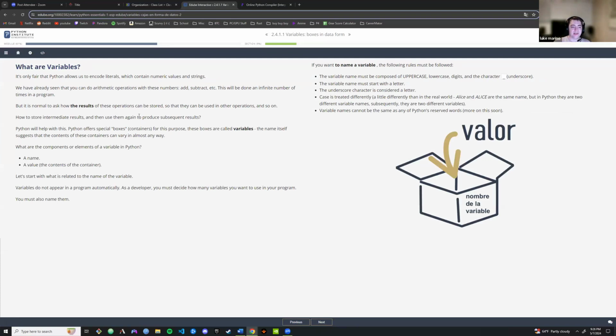But it's normal to ask how the results of these operations can be stored so that they can be used in other operations and so on. How do you store results and then use them again? We already saw this. We use a variable. It's a box. You can basically refer to it as a box that contains something, a container.